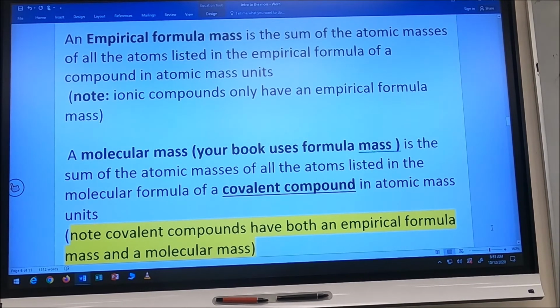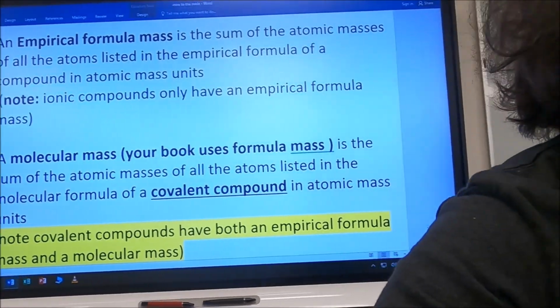The empirical formula mass is the sum of the atomic masses of all of the atoms listed in the empirical formula. Okay? The molecular mass, your book also calls it the formula mass, is the sum of the atomic masses of all the atoms listed in the molecular formula for a covalent compound. So let me give you some examples here.